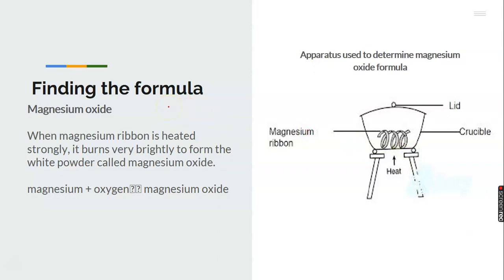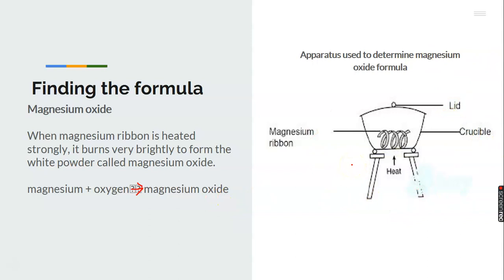So I'm taking magnesium oxide as my case study this afternoon. When magnesium ribbon is heated strongly, it burns very brightly, with a very bright color, to form the white powder called magnesium oxide. So here is the equation, with the forward arrow: magnesium plus oxygen yields magnesium oxide. So this is how it's being done.